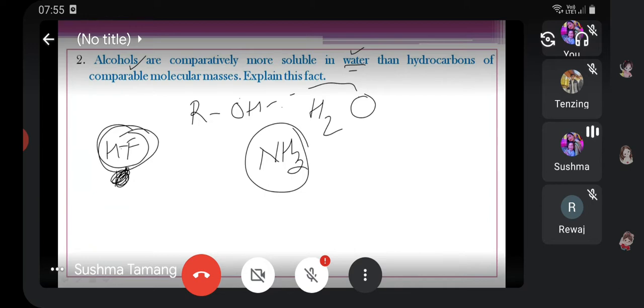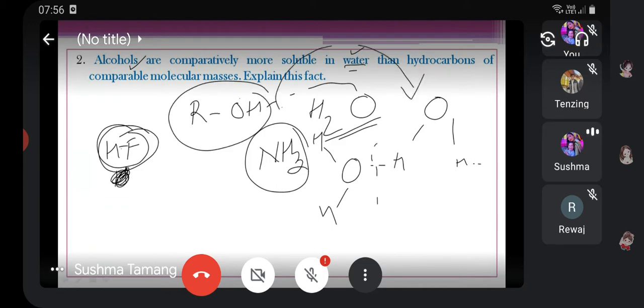So alcohol is also soluble, because it can form hydrogen bond with water. Water already has hydrogen bonds among its molecules, and alcohol can break these bonds and form new hydrogen bonds with water, so for that reason it is soluble.